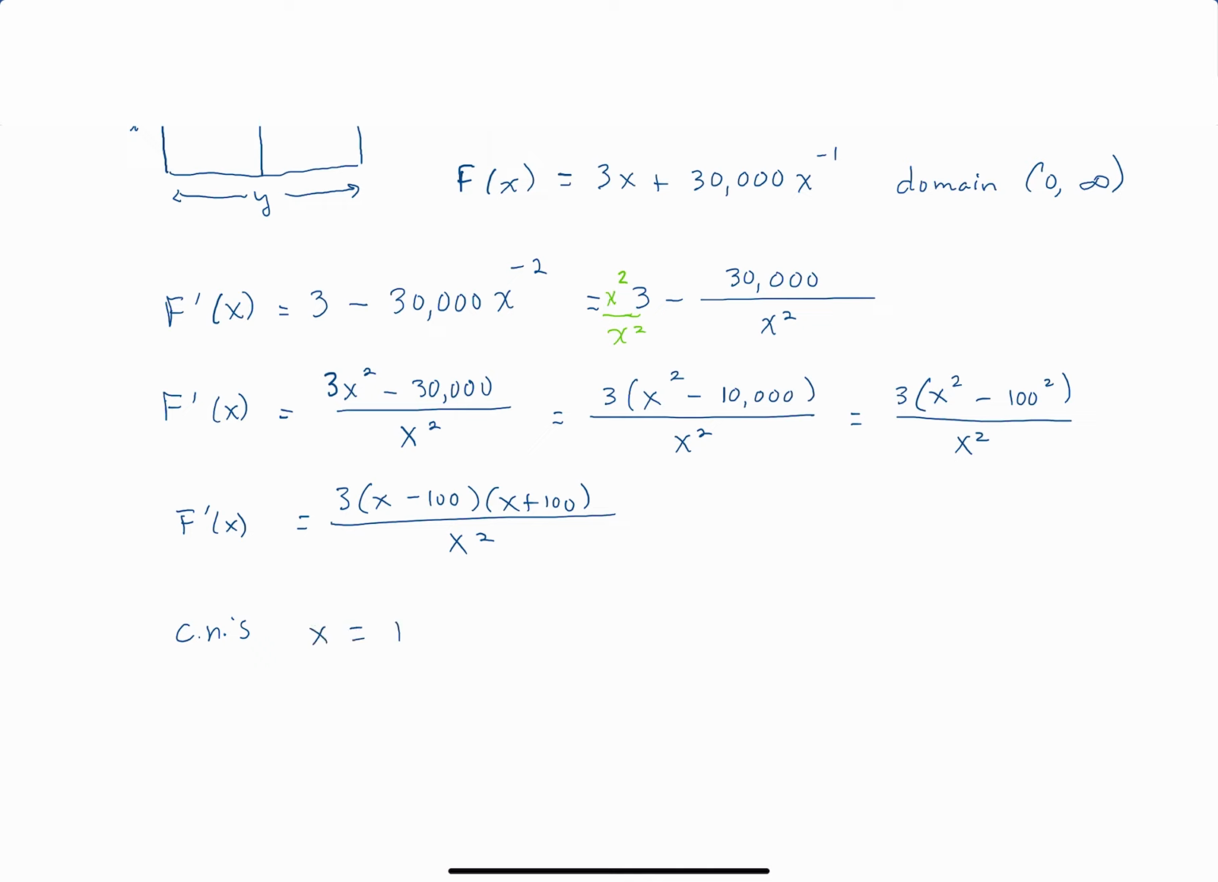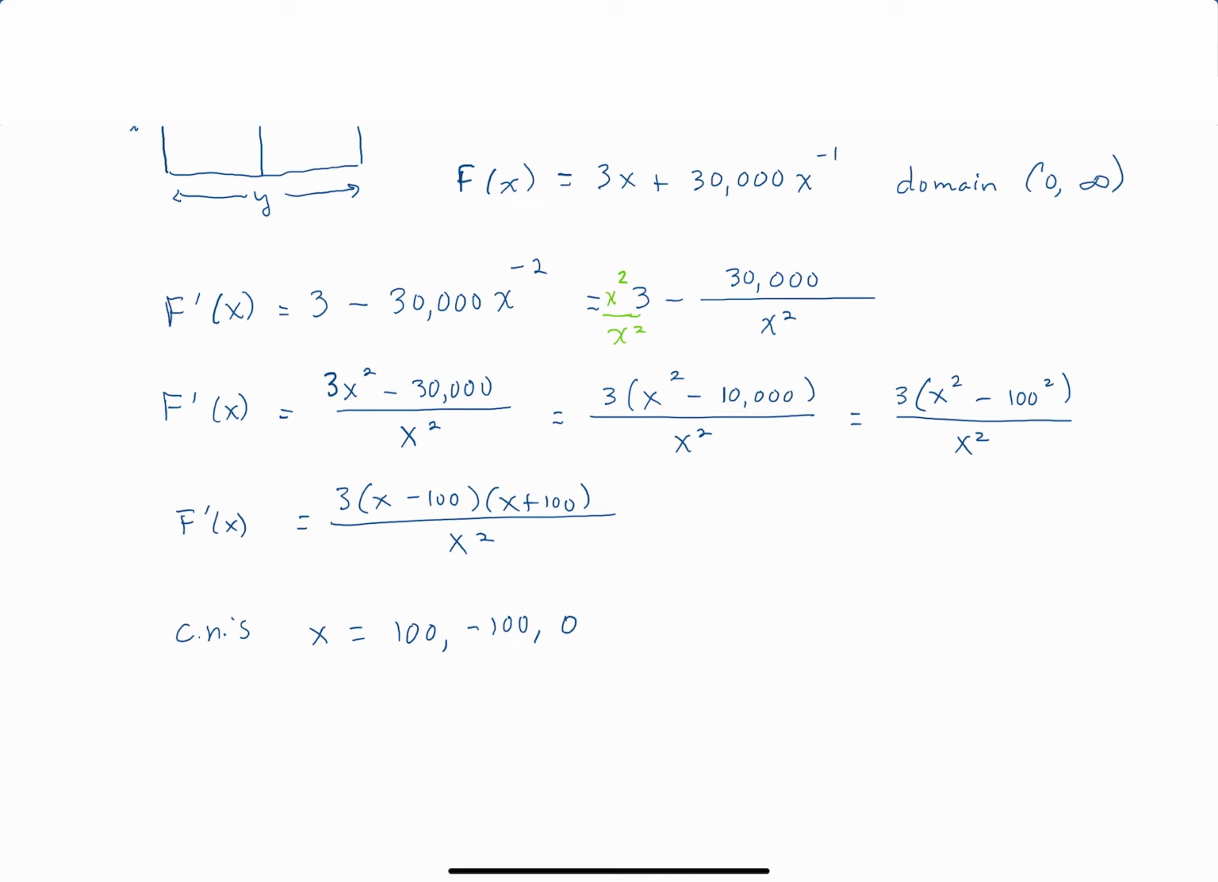So from that we can see that the critical numbers are x equals, if x is 100, we'd have a 0 on top, so our derivative would be 0. If x was negative 100, we'd also have a 0 on top, so our derivative would be 0. And then the other type of critical number is when the derivative is undefined, and that's going to happen when the denominator x squared is 0, which will happen when x is 0.